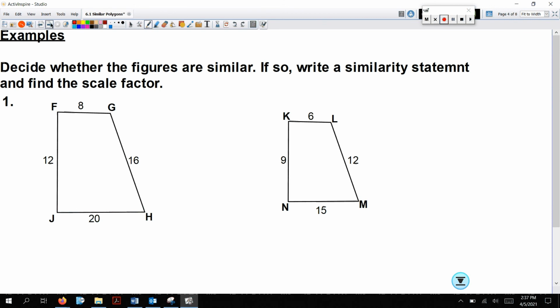Okay, let's look at these two figures and decide if they are similar. And if so, we're going to write a similarity statement. If you're looking at these two figures, they're quadrilaterals. First, let's just say, is FGHJ similar to KLMN? Now I'm going to put a question mark because we want to find out.